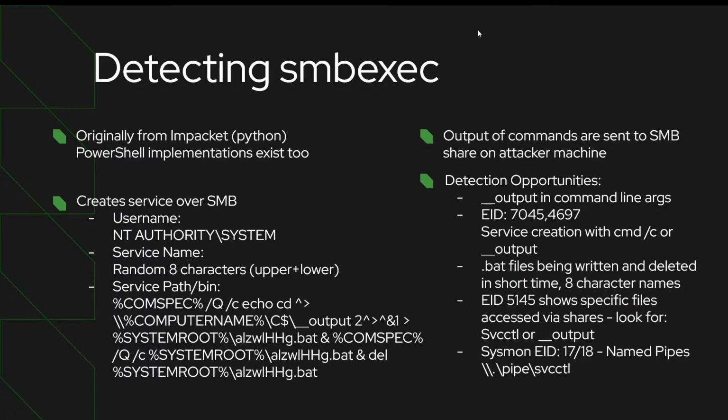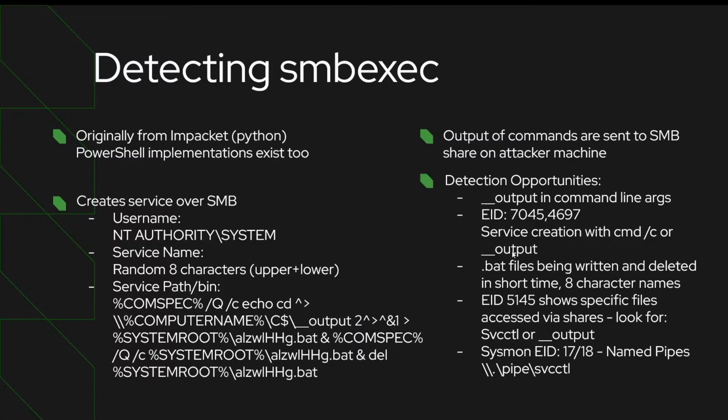So I kind of touched on the detection opportunities a little bit. Same sort of deal: you can look for those bat files being written and deleted in short times. You can look for the 8 characters. The name of the bat file is 8 characters, and as far as I'm aware, that's not editable, so that's a pretty good detection mechanism. The other ones are looking for services that start with cmd /c, or looking for those __output files. Those are also pretty good.